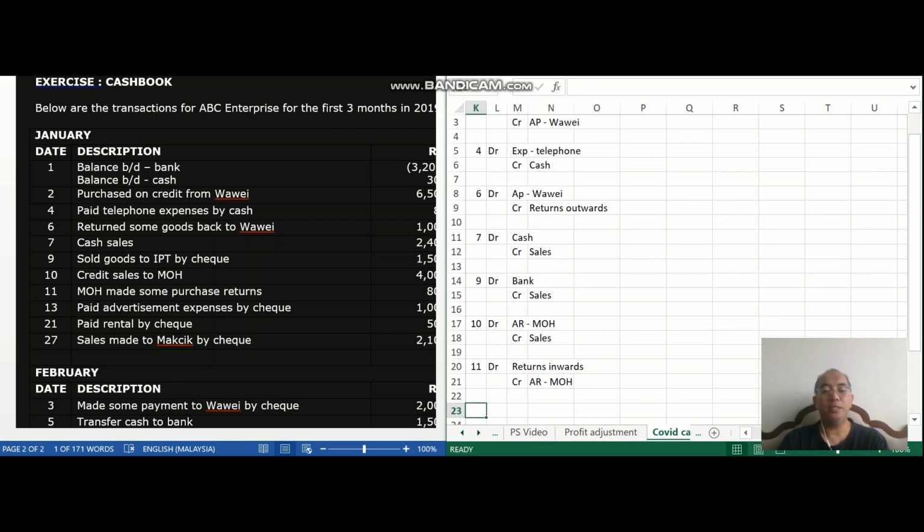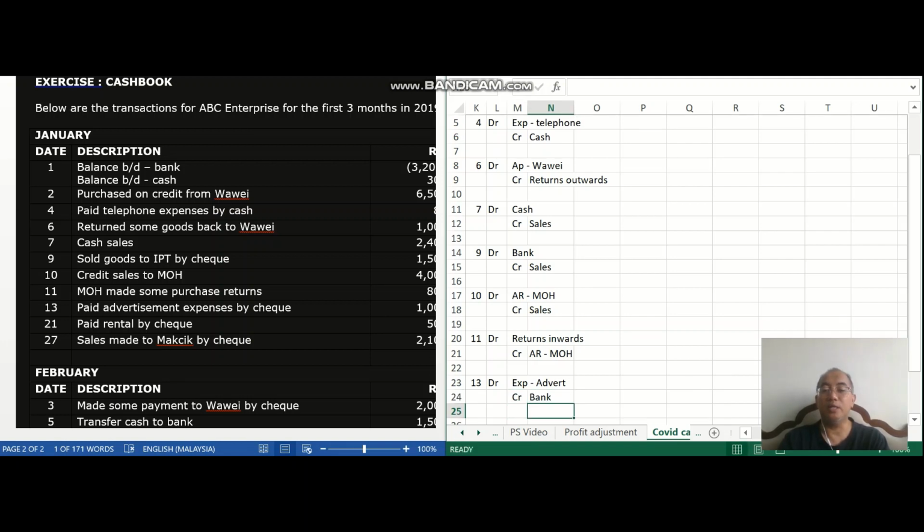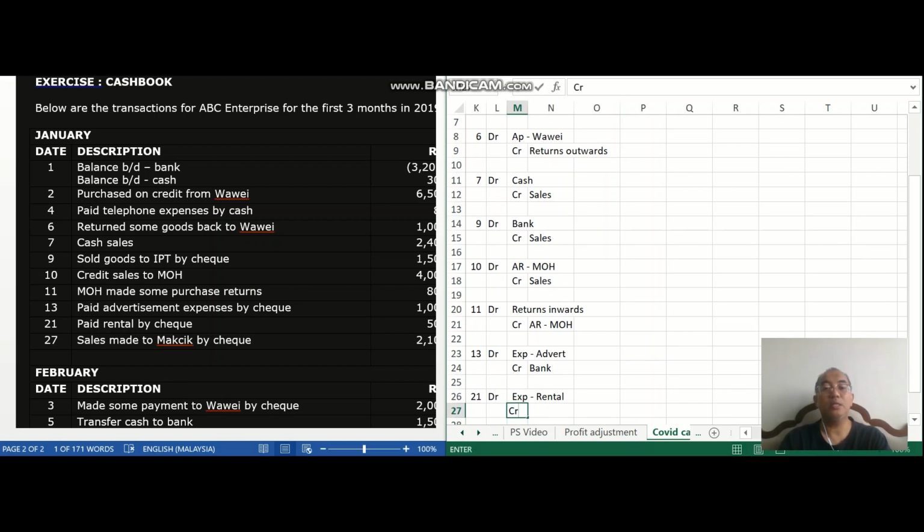And on the 13th, paid advertisement expenses by check. So expenses will be debit, expenses advertisement, I just put advert, and credit, you paid by check, of course, credit bank. After that, January 21st, paid rental by check. Rental is again your expenses. So debit expenses, rental, and credit bank.